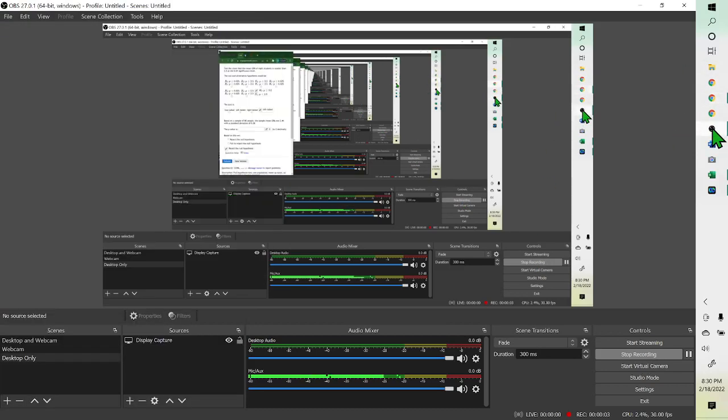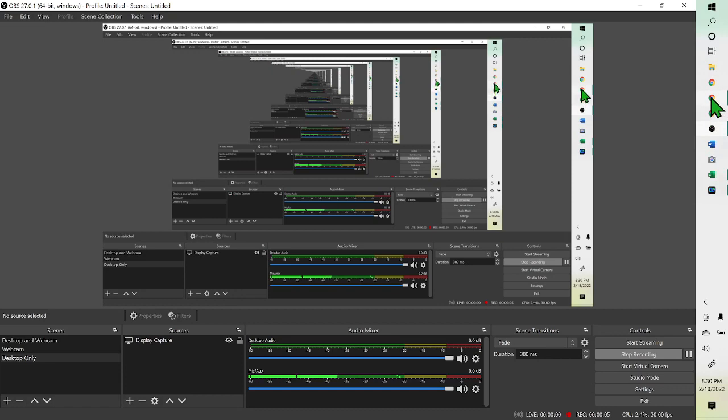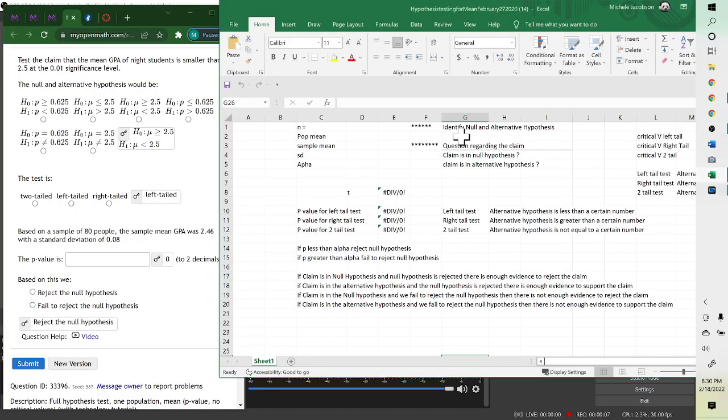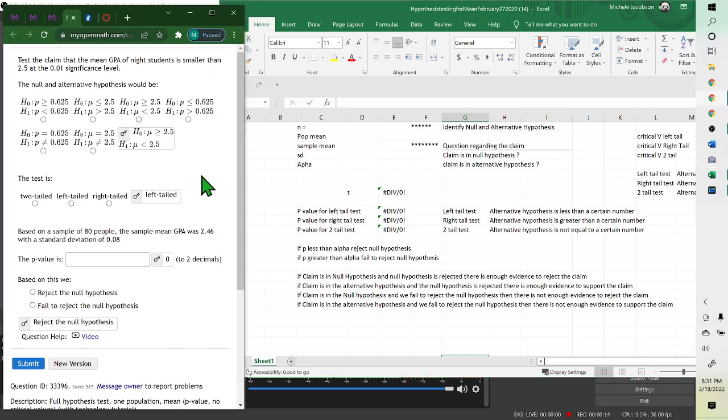Hello. For these three problems, we're using the Excel file hypothesis for mean. Looking at the first one, we're testing the claim that grade point average is smaller than 2.5.